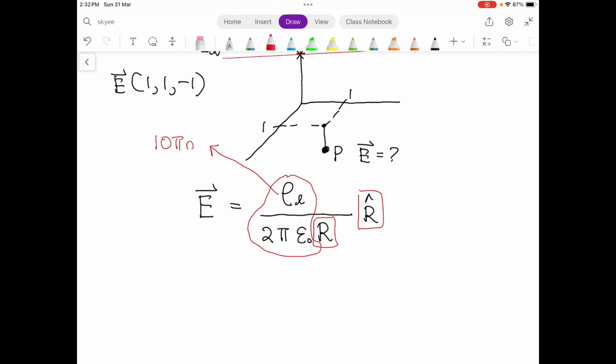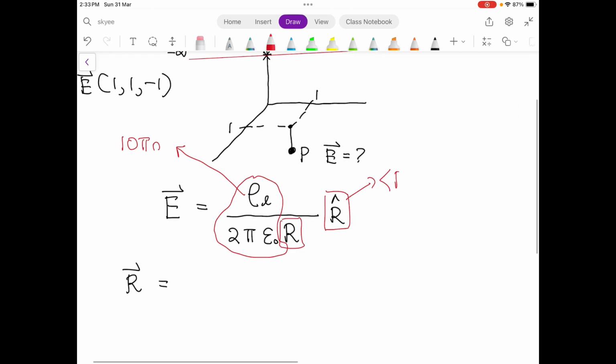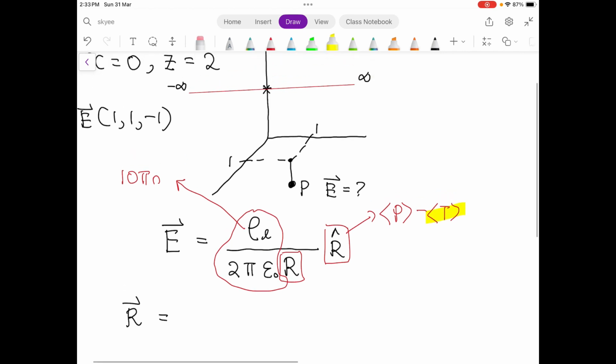In order to find the unit vector R, the first thing is you must find R. R is the distance between the observation point and the point T. If you remember, you take the observation point minus the point T. So now the task is to find the coordinate T. Coordinate T is a point located along this line, and if you join it with the point P, you get an angle of 90 degrees with the line.